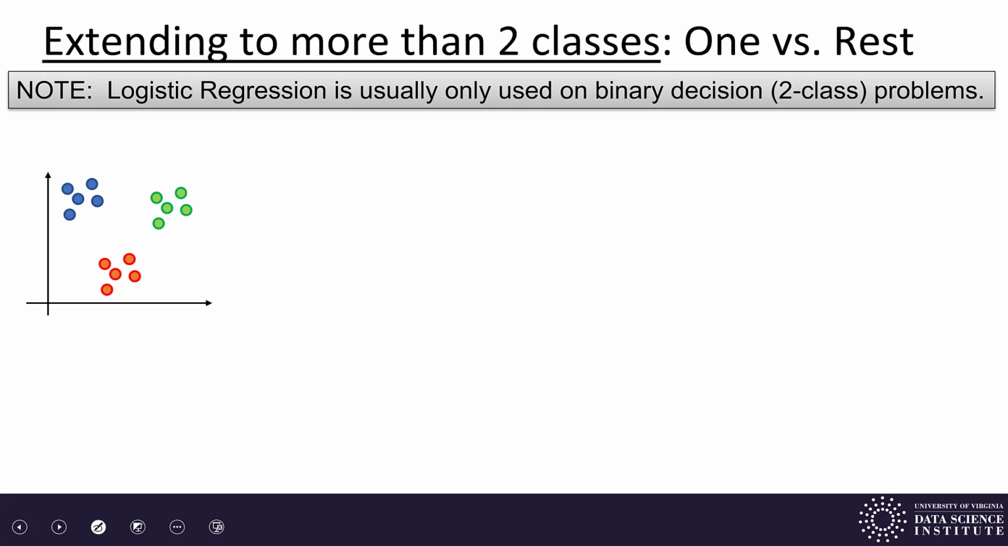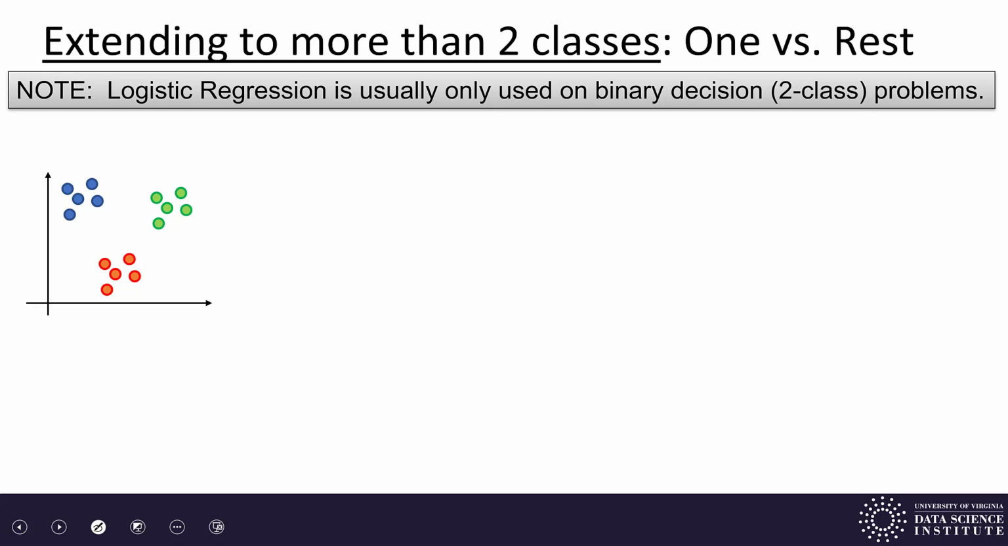We use this process called one versus rest. Now, logistic regression is most often used on binary decision or 2-class problems. There are other methods that are usually more effective on multiple class problems, but this process of doing one versus rest is common, and it's worth walking through at this point. When you have a prediction algorithm that's set up originally to detect a 2-class problem, and you want to extend that type of 2-class problem to multi-class problems.